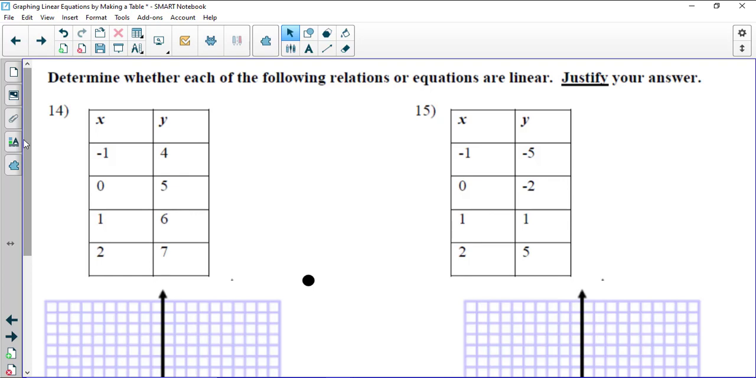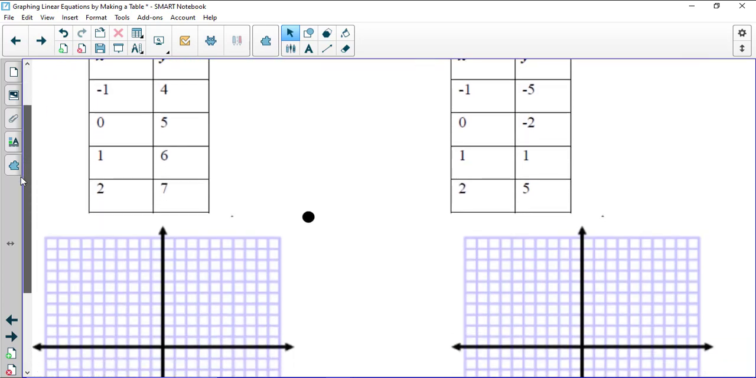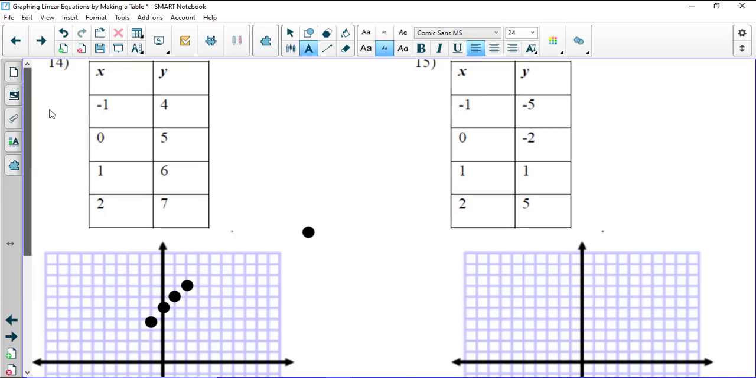And for these, since we're given a set of points, we should probably graph them and see if they form a line. So negative 1 comma 4 is going to be right here. 0 comma 5 is going to be right here. 1 comma 6 is right here. And 2 comma 7 is right here. It looks like they form a line, so we can say that this would be linear.